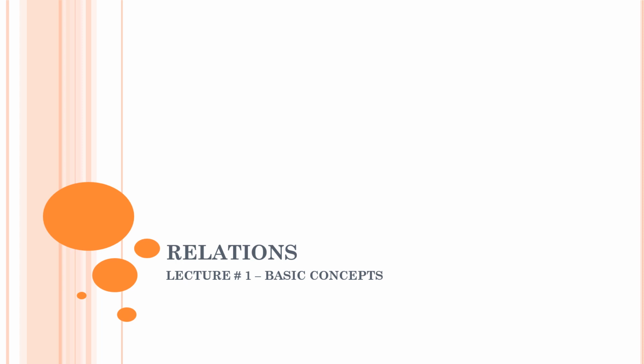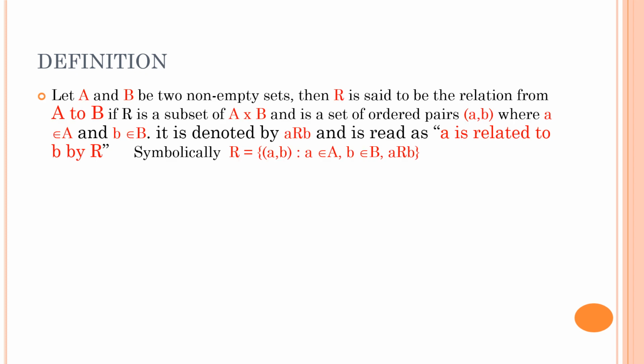Let's see the relations first. Let's define it. Say for example, A and B are two non-empty sets. Now this is important. For defining a relation, the two sets on which the relation is being defined should be non-empty. You cannot define a relation if either one of the sets is empty. If A and B are two non-empty sets, then R is said to be a relation from A to B.